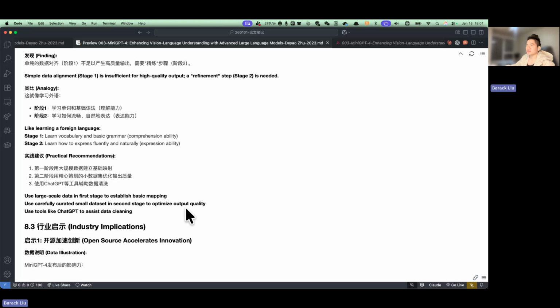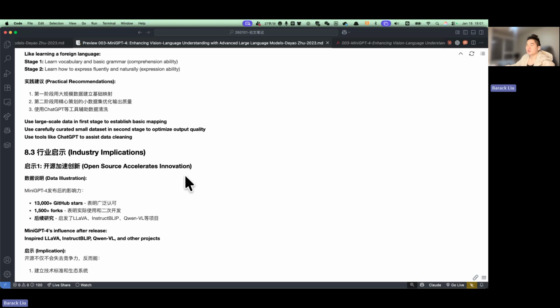So use large-scale data in the first stage to establish basic mapping. Then use a carefully curated small dataset in the second stage to optimize output quality, using tools like ChatGPT to assist with data cleaning.